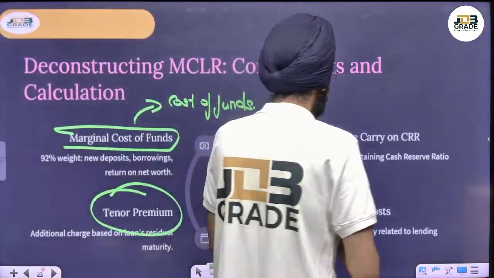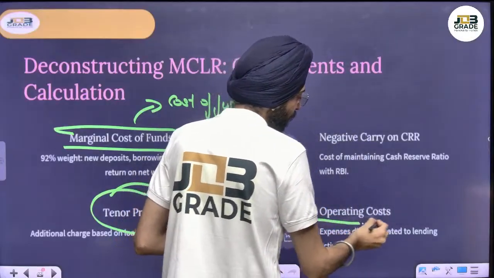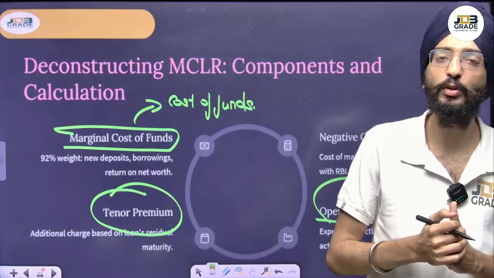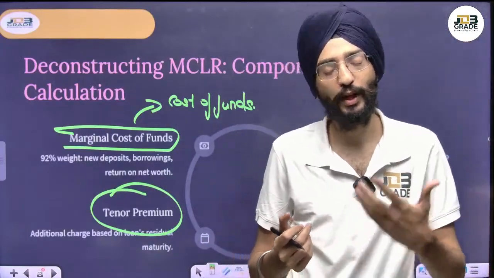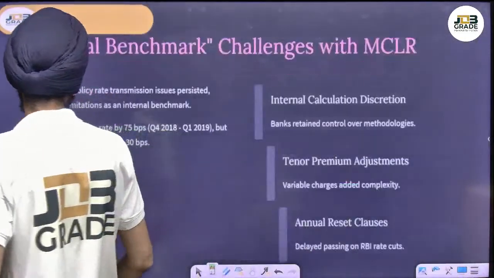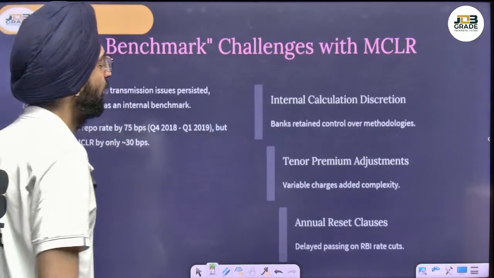Then again, sir, operating cost. A bank is a physical space, and a lot of employees work there. There is operation cost, technology cost, all these things. It will be accounted for. Now, again, the tenor premium.